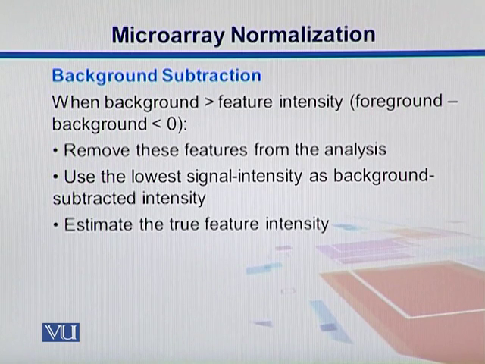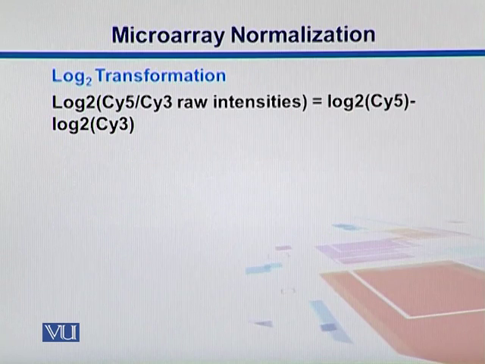We can also estimate the true feature intensity. Log2 scale is really helpful in these kinds of experiments. So we can take the log2 of Cy5 versus Cy3. Log2 is basically log to the base 2, so everything is represented in terms of powers of 2. We can come up with the answer: log2 Cy5 minus log2 Cy3.